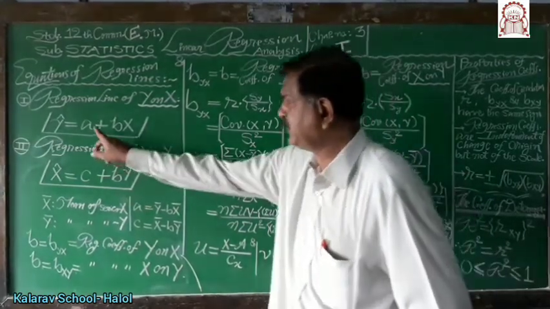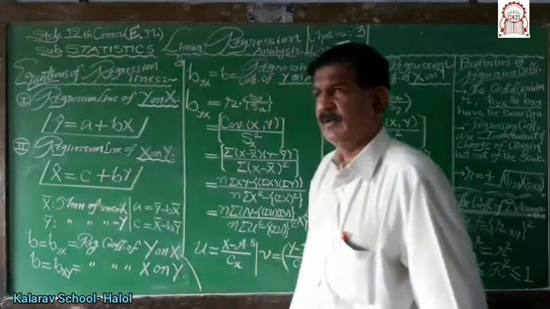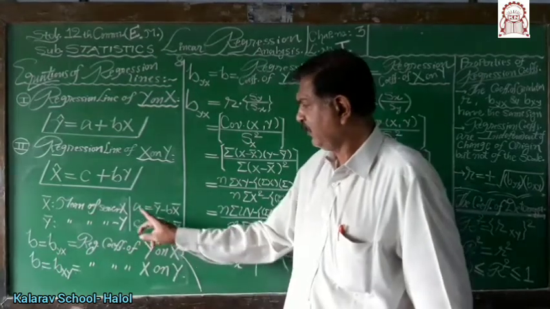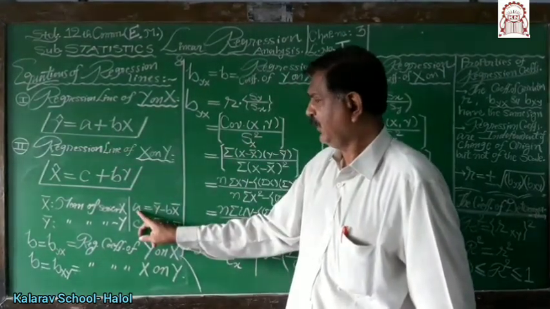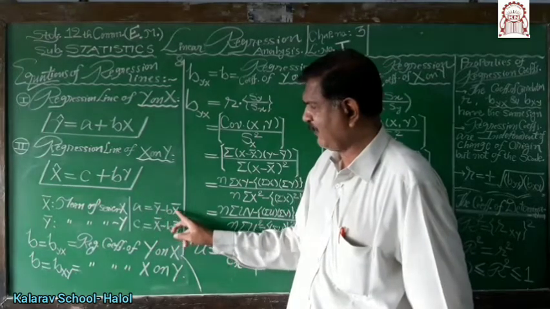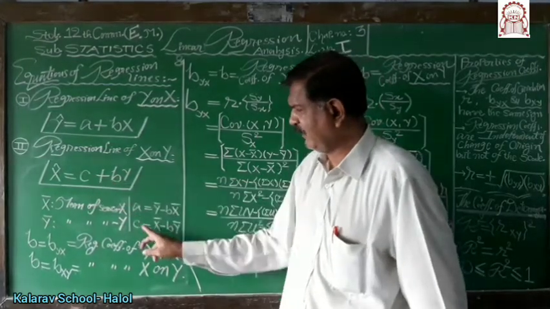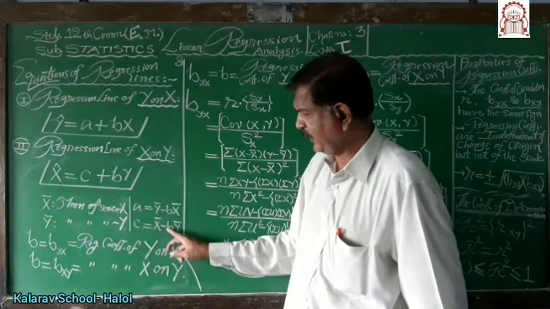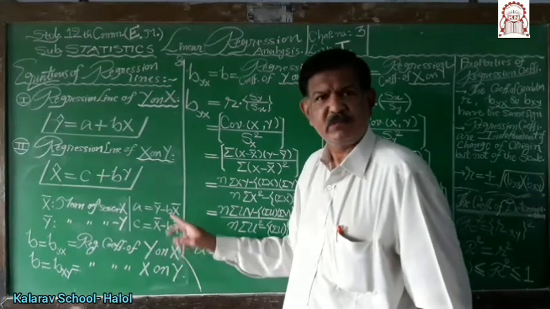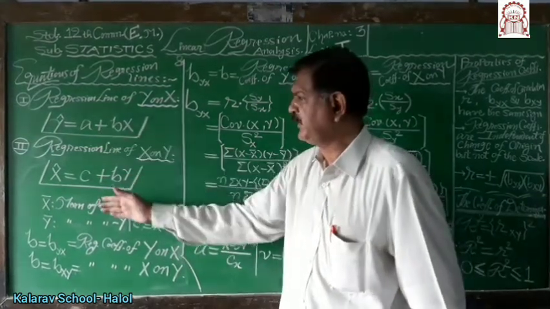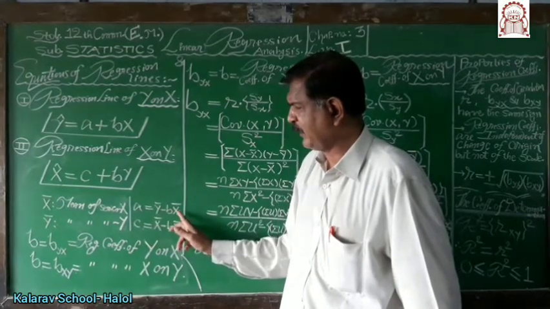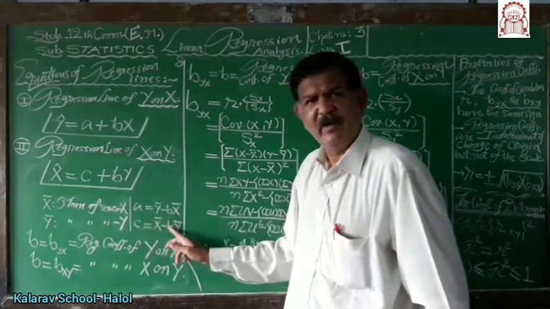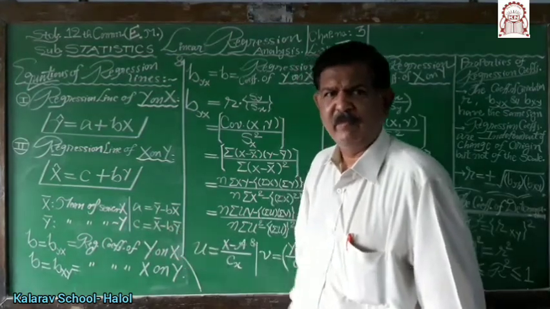How to obtain the small a and small c? Small a is given by y bar minus b times x bar, and small c is given by x bar minus b times y bar. Small a and small c can be calculated as a equals y bar minus b times x bar and c equals x bar minus b times y bar.